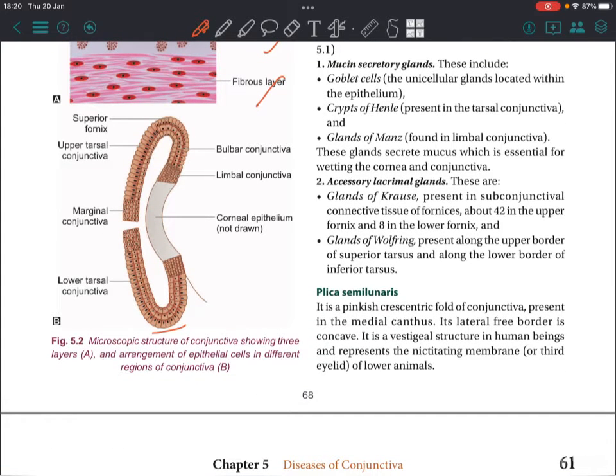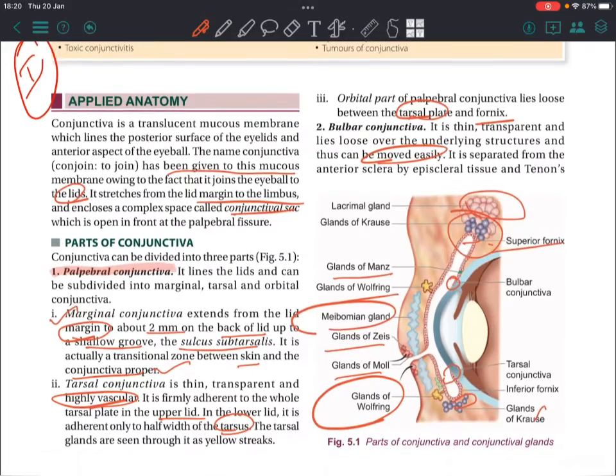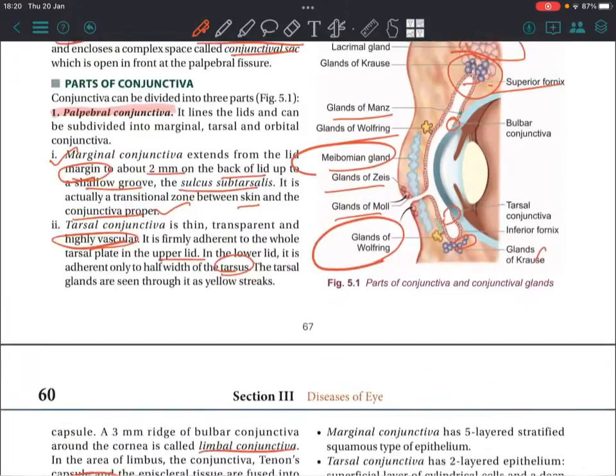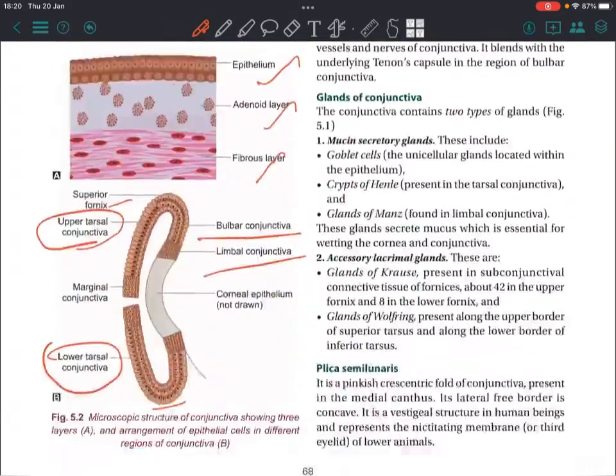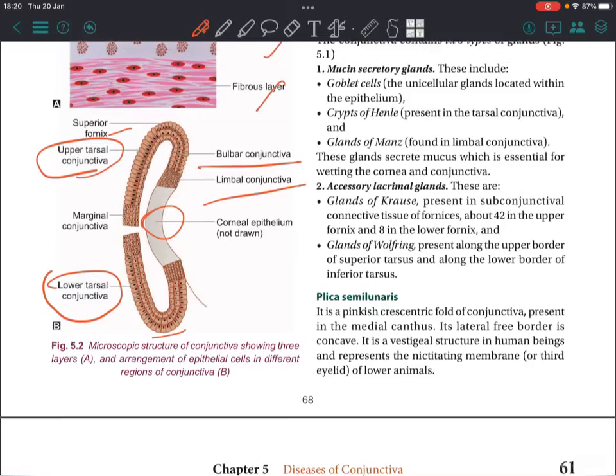Superior fornix, inferior fornix, upper tarsal conjunctiva, lower tarsal conjunctiva, bulbar conjunctiva, limbal conjunctiva and marginal conjunctiva. Marginal, tarsal and orbital are parts of palpebral conjunctiva and bulbar is separate. This is corneal epithelium.